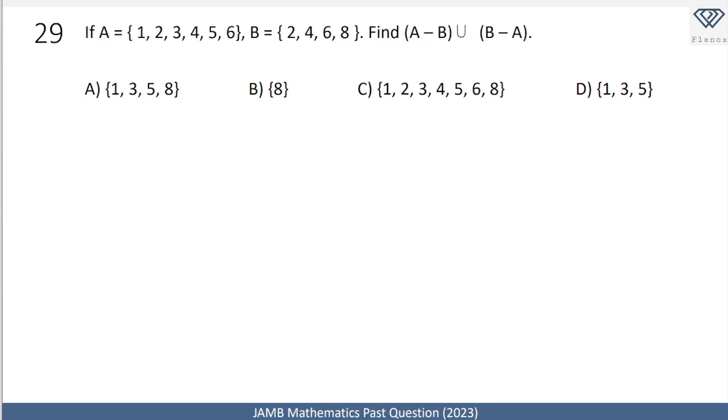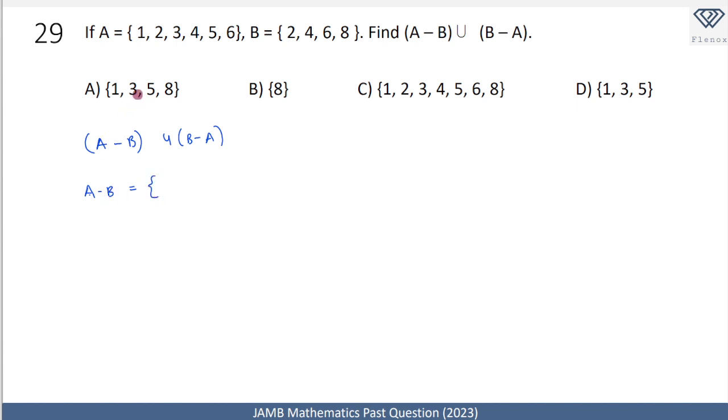Moving on to question 29, we're told that A is given as the set 1, 2, 3, 4, 5, and 6, and B is given as the set 2, 4, and 6. Find A minus B union B minus A. So what does this mean? What this means plainly is, we're told to find A minus B union B minus A. So we'll start by taking it one after the other. What is A minus B? A minus B means the numbers that are in A but are not found in B. So how do we figure that out?